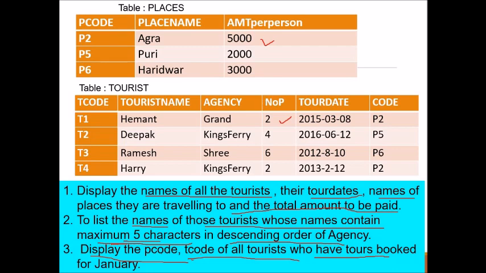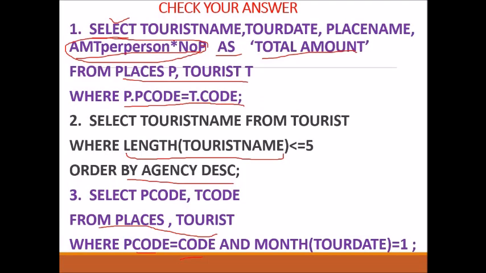Of all tourists who have tours booked for January. January means month. It means there is no column month, there is a whole date present in this column. So from date you have to extract the month part, because you have to check January here. So to extract the month part, you have month or month name. So the answer will be month of tour date is equal to 1. January is the first month, or you can write month name of tour date is equal to January. If you are using the month name function here, you can write January here. If you are using the month function like this, then you have to write 1 for January.